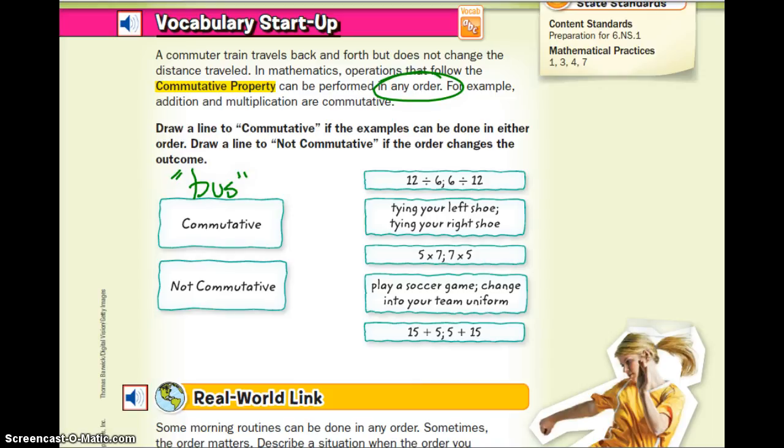Jennings, take over. Alright, so first off, let's go ahead and read tying your left shoe and tying your right shoe. This is a big thing because you have to do both. You cannot take one off. So let's go ahead and see which ones are commutative and which one is not commutative. Well, if you look in this paragraph right up here, it says addition and multiplication are commutative. So this means multiplication right here is commutative, and addition is also commutative. But division cannot be commutative because 12 divided by 6, you can do it, but 6 divided by 12, you'll get an answer with negative. So we cannot do that.